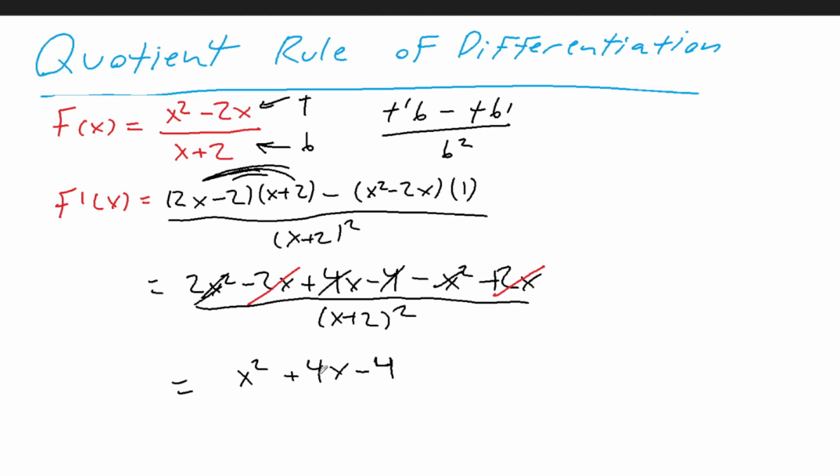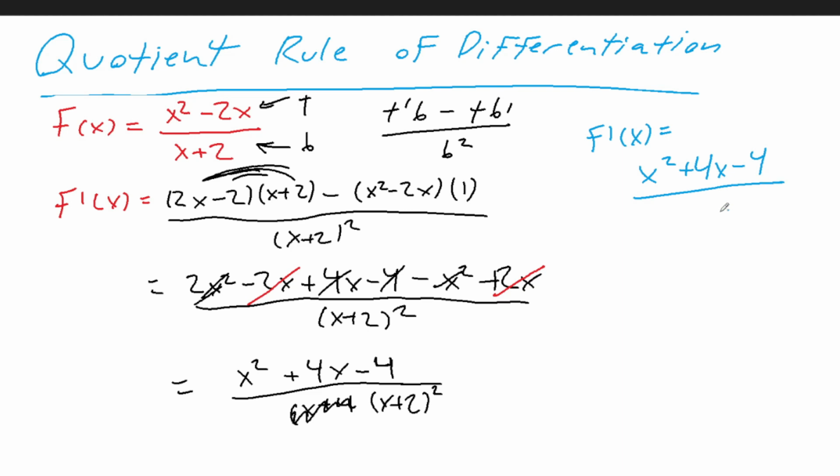And now we have the bottom, x plus 2 squared. It doesn't look like there's anything we can really cancel there. Even if we factor this out, it doesn't look like there's going to be anything really that we can do. So our final answer is f prime of x is equal to x squared plus 4x minus 4 over x plus 2 squared. So if you got that as your answer, good job, you got it right.